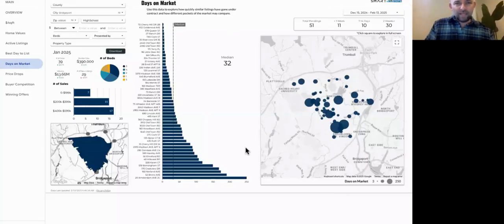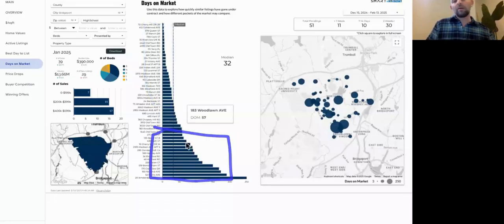properly informed about expectations? And in this market, 32 days is typically when properties are going under contract. You can see that line right here. If they're in here, they have nothing to worry about. Even if they're up here at 100 days, they have nothing to worry about. Plenty of deals get done at that point.